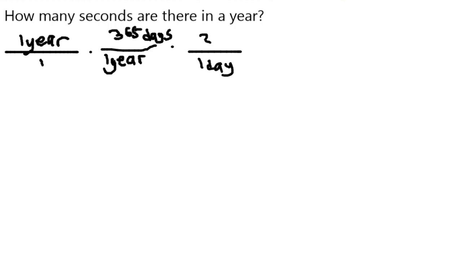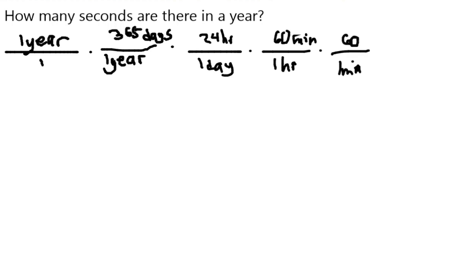Now, right now, what we're going to do is think how many hours there are in a day. So there are 24 hours in 1 day, and in 1 hour there are 60 minutes, and in 1 minute there are 60 seconds. So as we can see here, we have the unit of seconds, so we're going to stop there. And then we can cancel year, days, hours, and minutes.